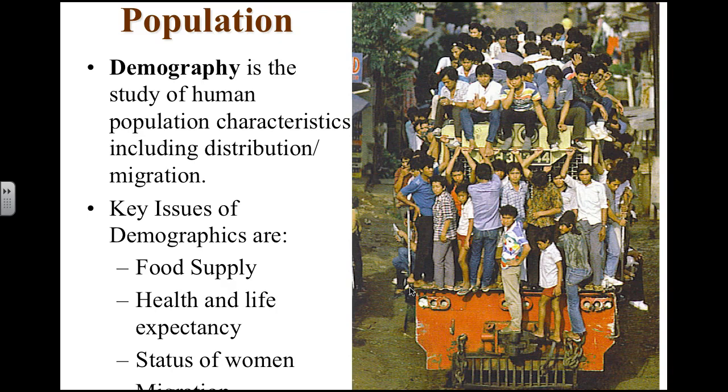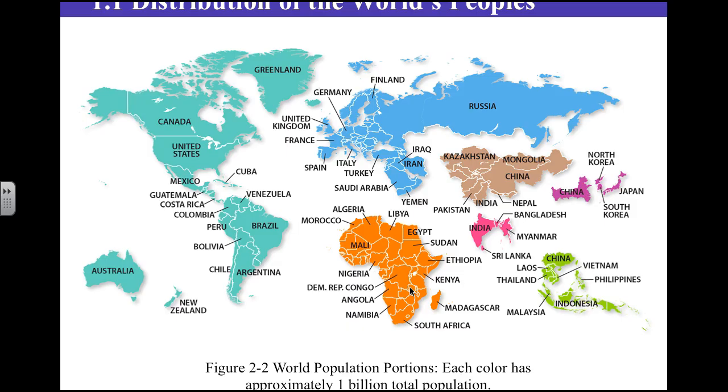Migration is also included in this. The picture that you saw on that last slide was a picture of a train in Jakarta. Jakarta, Indonesia is one of the most populous cities in the world. It's got about 10 million people.